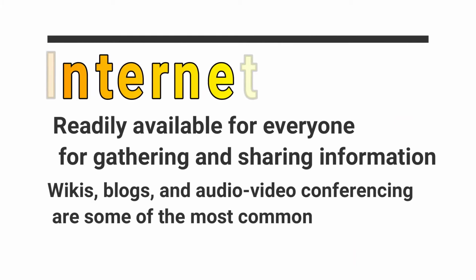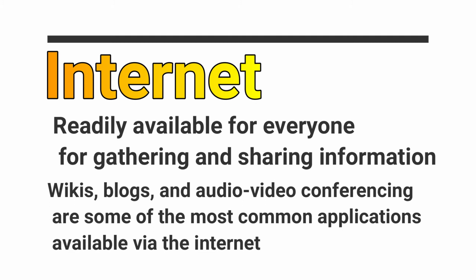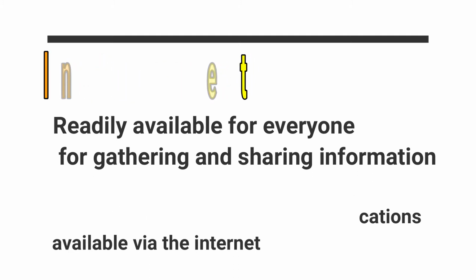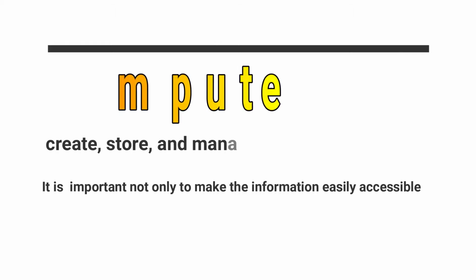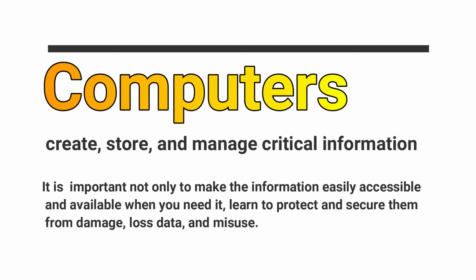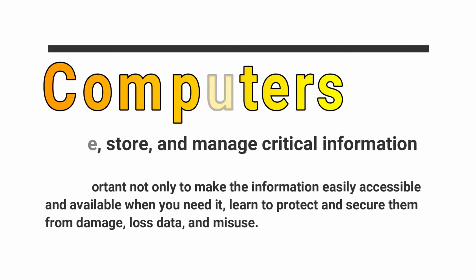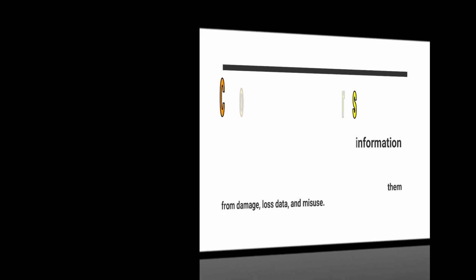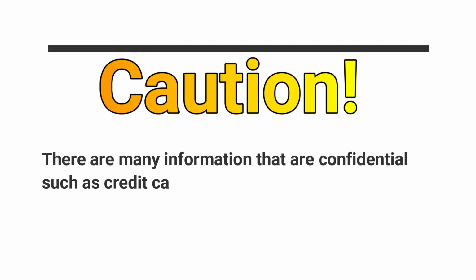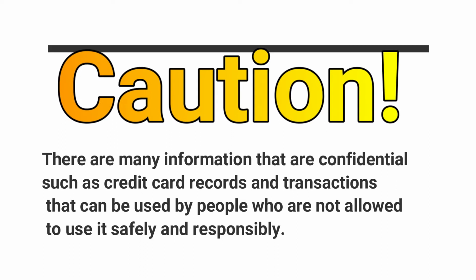Okay, so today, internet access is always readily available to individuals, companies, and organizations for gathering and sharing information. Wikis, blogs, and audio-video conferencing are some of the most common applications available via internet. While computers are used to create, store, and manage critical information, it is also important not only to make the information easily accessible and available when you need it, but also learn to protect and secure them from damage, lost data, and misuse. There is much information that is confidential, such as credit card records and transactions that can be used by people who are not allowed to use it safely and responsibly.